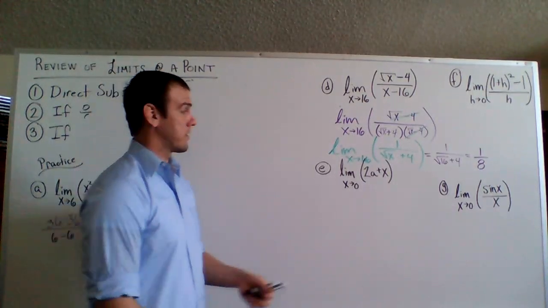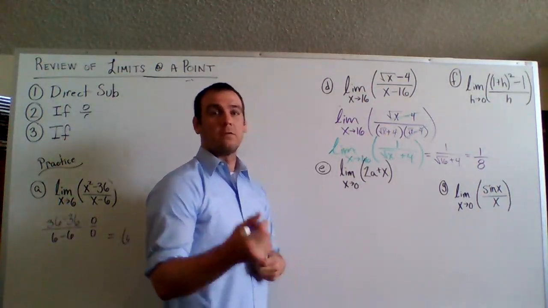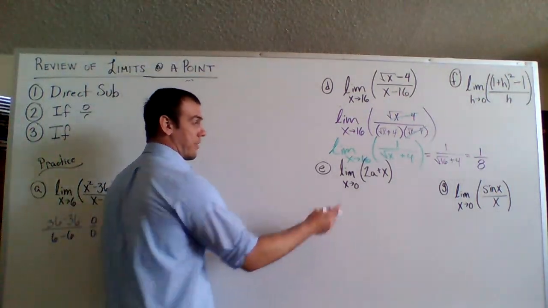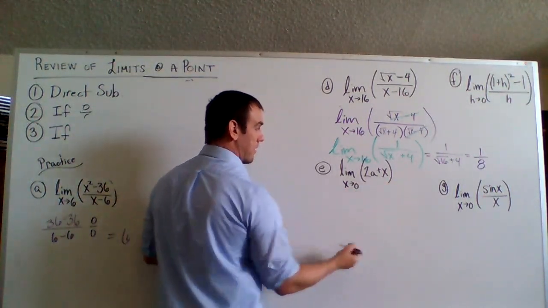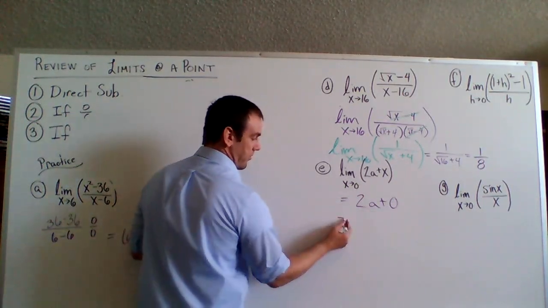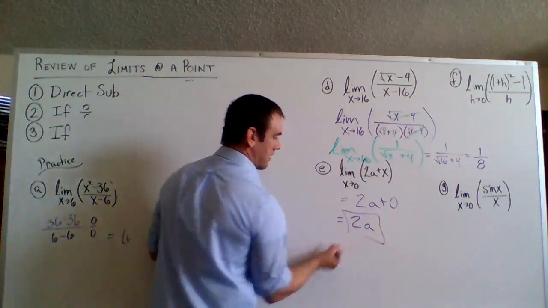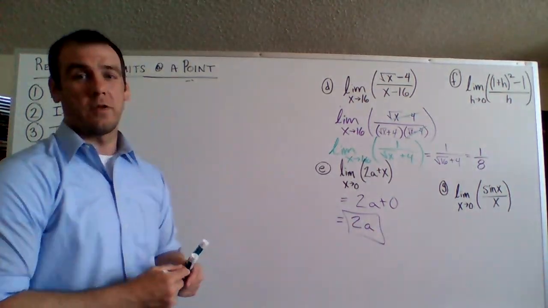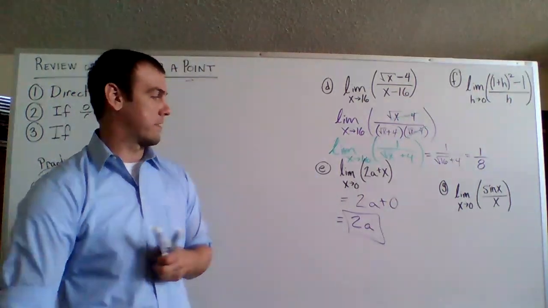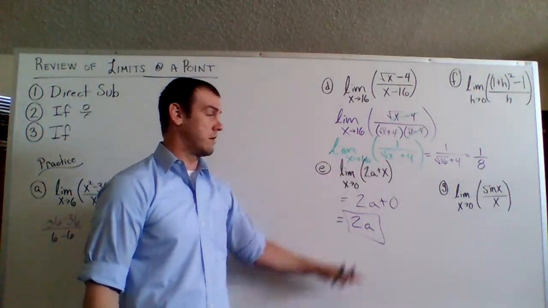All right, so then that brings us to E. For E, guys, remember, the first thing you always do is direct sub. I plug in 0 for x. This is going to equal 2a plus 0. That's just 2a. Okay, it looks a little bit weird with having letters and variables in there, even on your final answer, but it's going to be as simple as that. Just direct sub and you're all done.